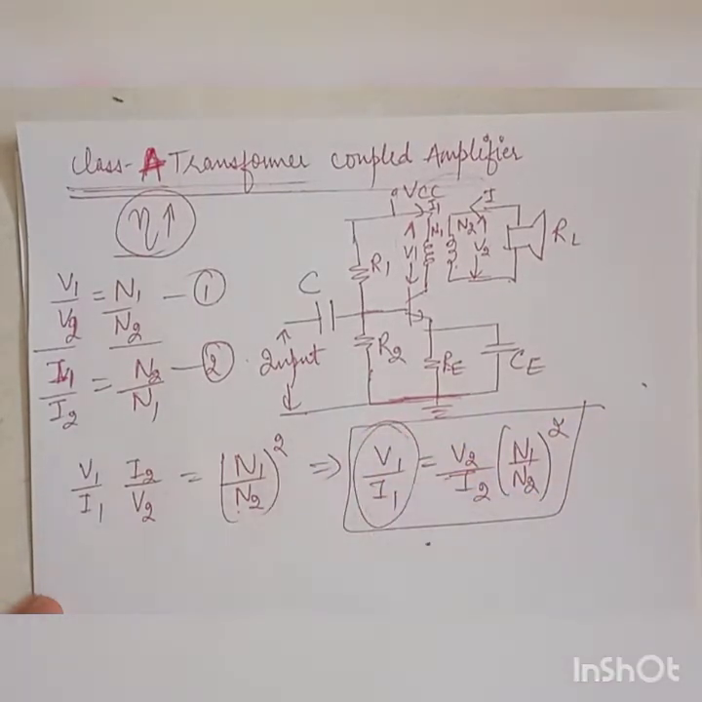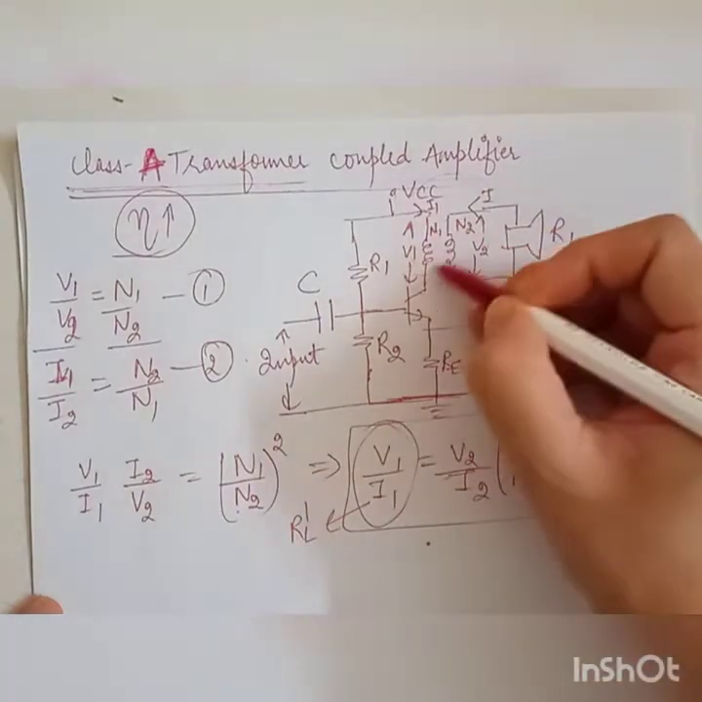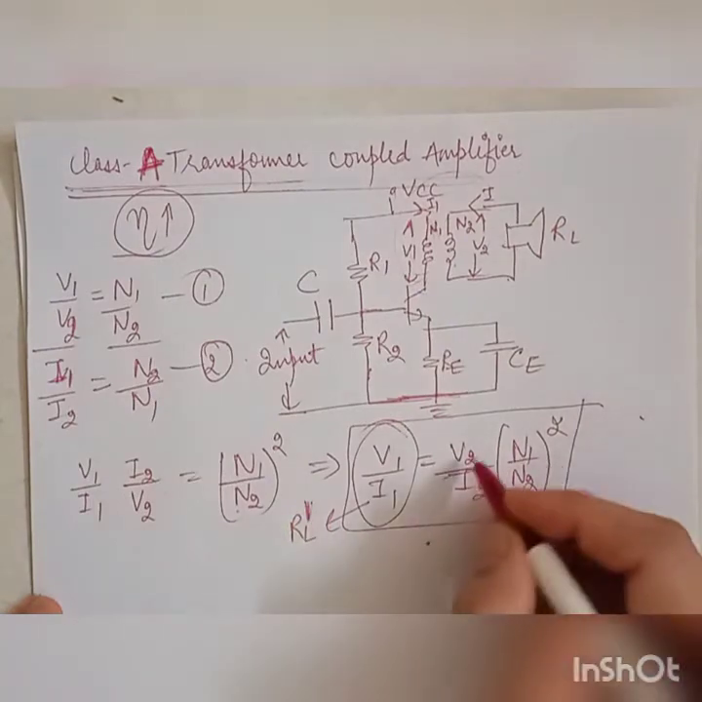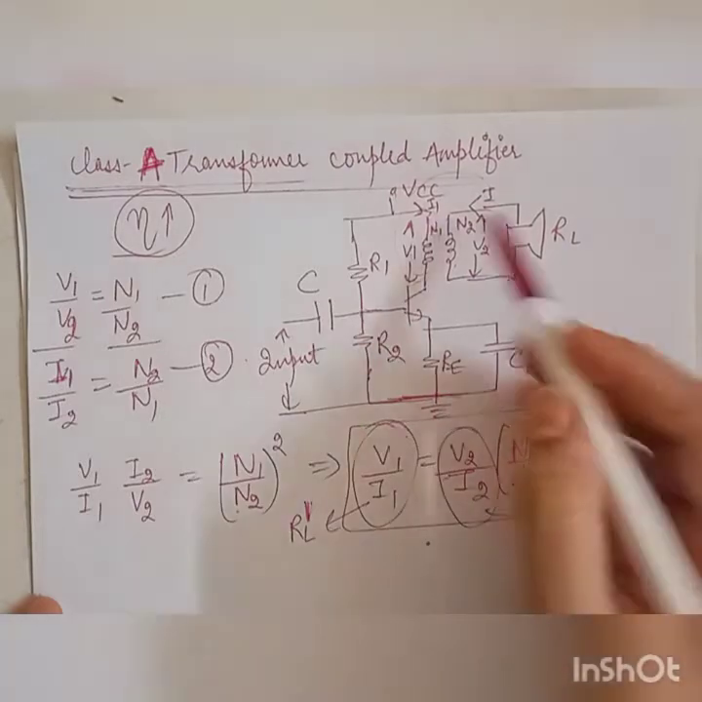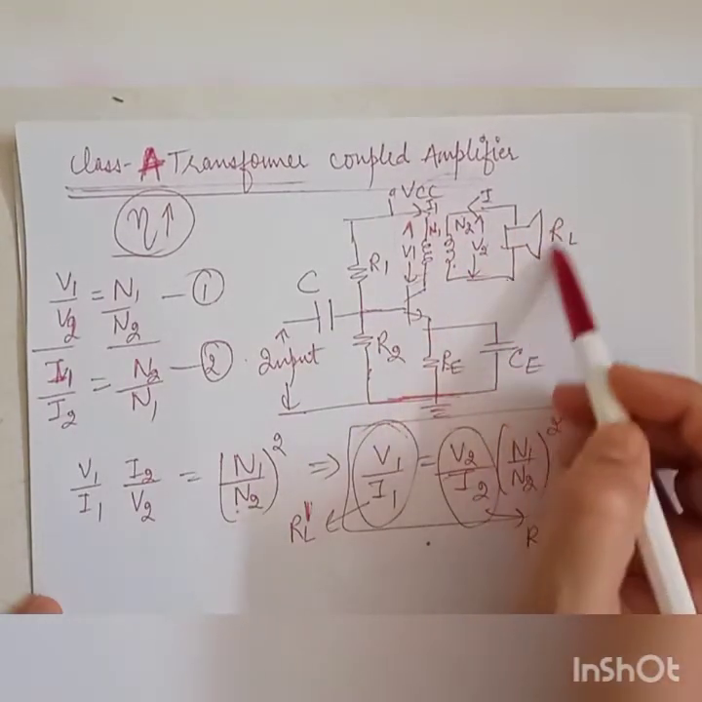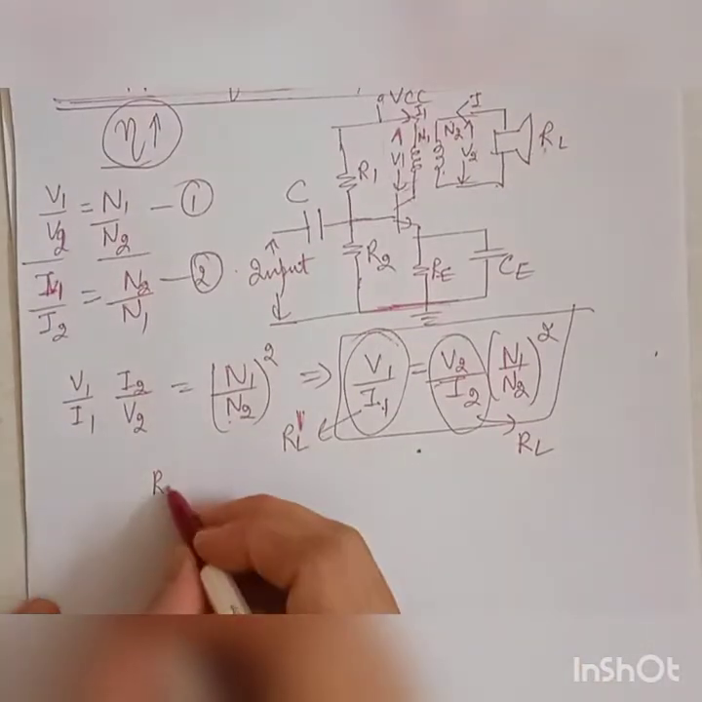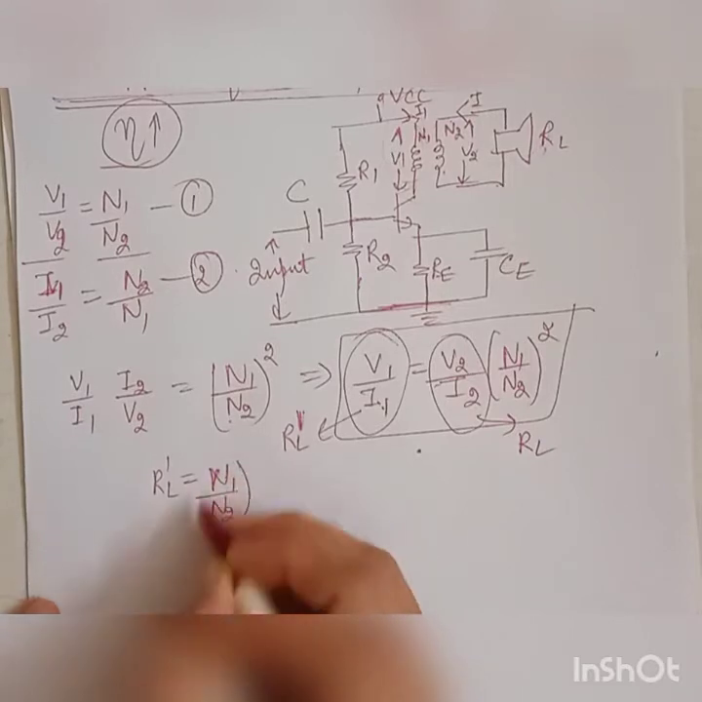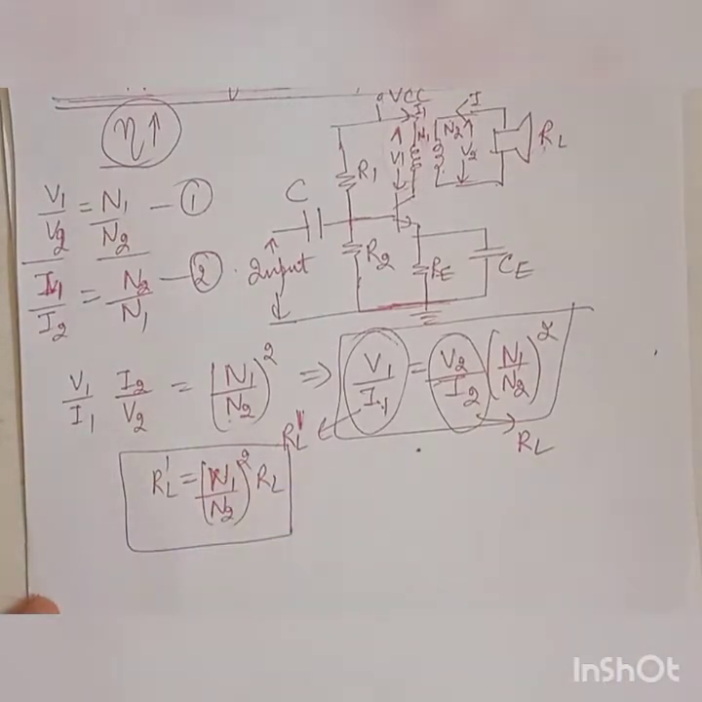Now this V1 over I1 is nothing but, we call it as effective load resistance. I will represent this by RL dash. At the primary I am talking. So V1 by I1 is at the primary, which is called as RL dash. Similarly, V2 by I2 at the secondary, we call it as load resistance, which is RL, because V2 by I2 is nothing but across the load. So I can write this same equation as this also. RL dash is equal to N1 by N2 whole square into RL. So this is my one equation which I got from here.